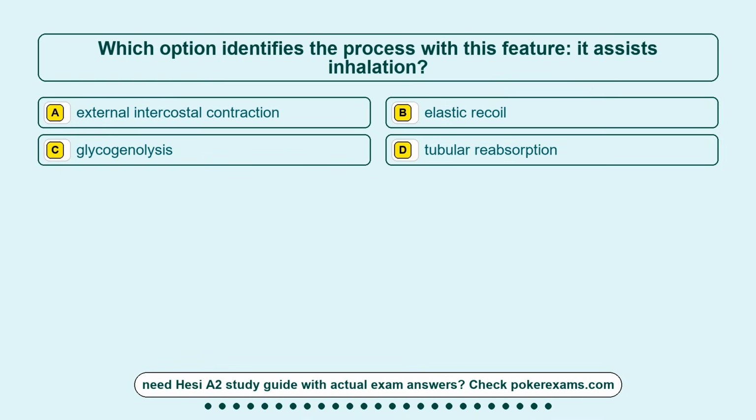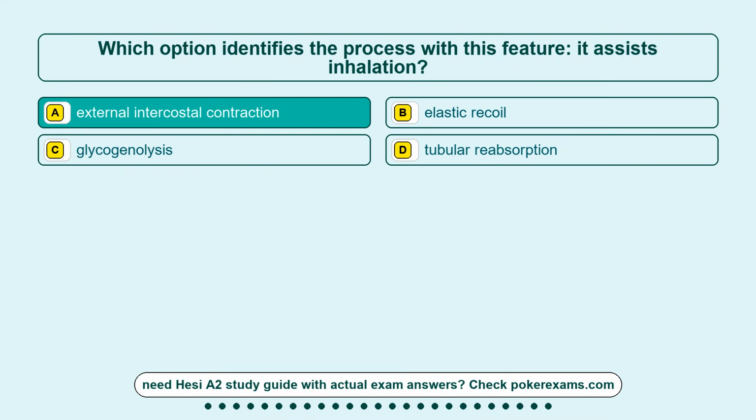Question 2. Which option identifies the process with this feature? It assists inhalation. Option A, external intercostal contraction. Option B, elastic recoil. Option C, glycogenolysis. Option D, tubular reabsorption. The correct answer is option A, external intercostal contraction.